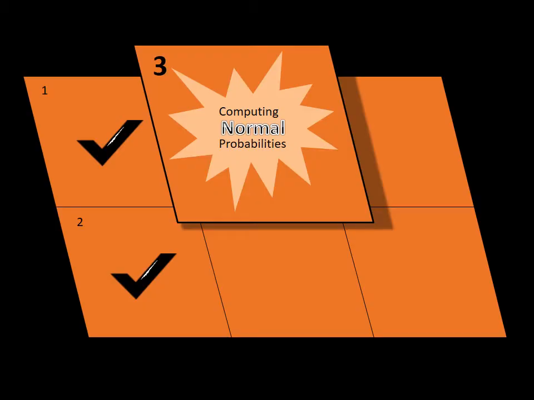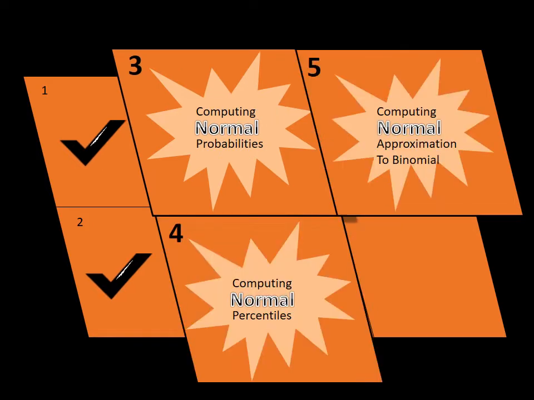This section, section number 3, and the next 2 will all deal with the normal distribution. Sections 1 and 2, already completed, dealt with computing binomial and Poisson probabilities. This section will show you how to compute probabilities for the normal distribution. Later sections, numbers 4 and 5, will use the normal distribution to solve other problems, computing normal percentiles and approximating binomial probabilities.